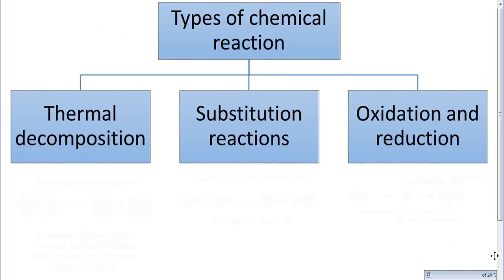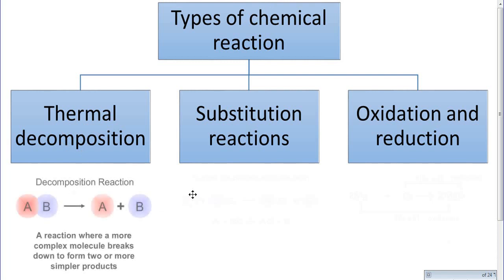And we have three main types of chemical reactions. The first type of them is thermal decomposition reactions, which means breaking up of complex molecules or complex compounds to form simpler compounds or their original elements.